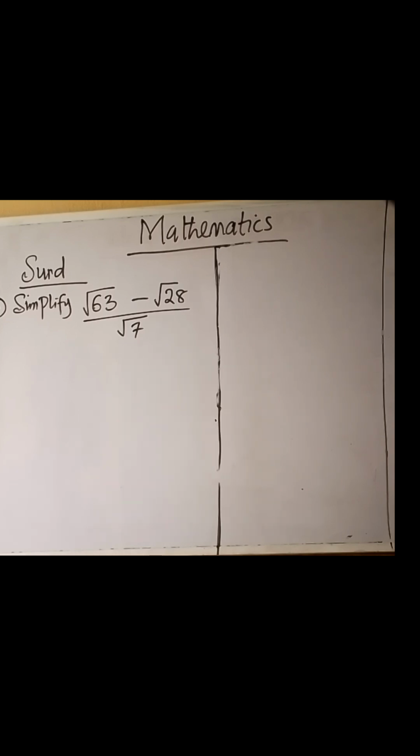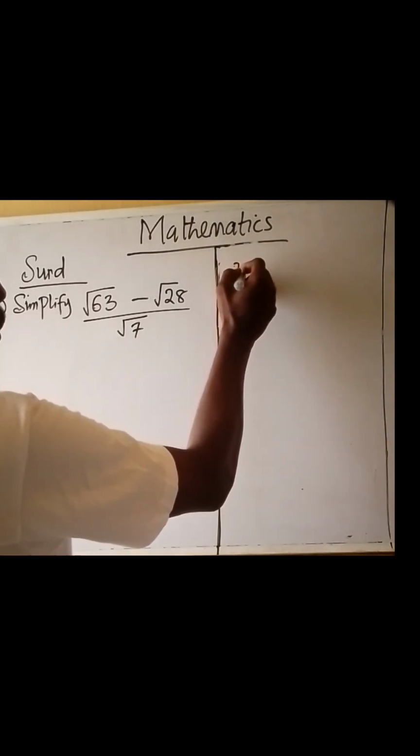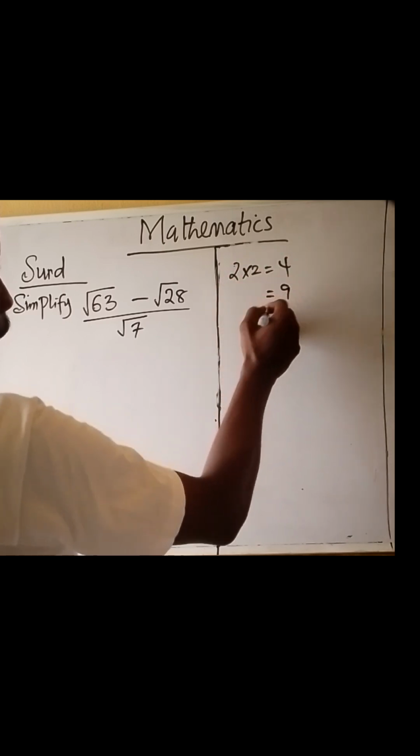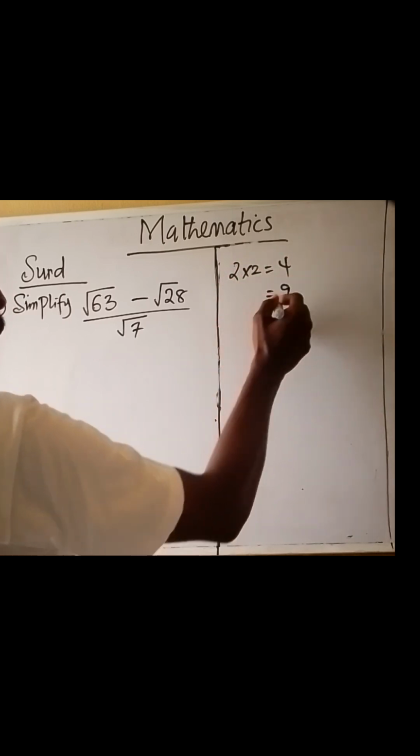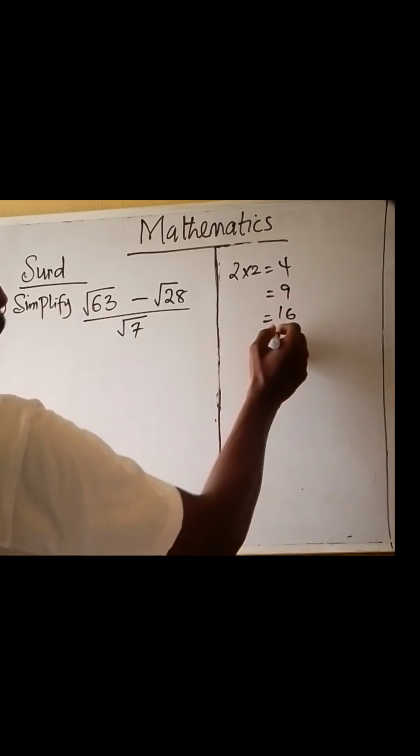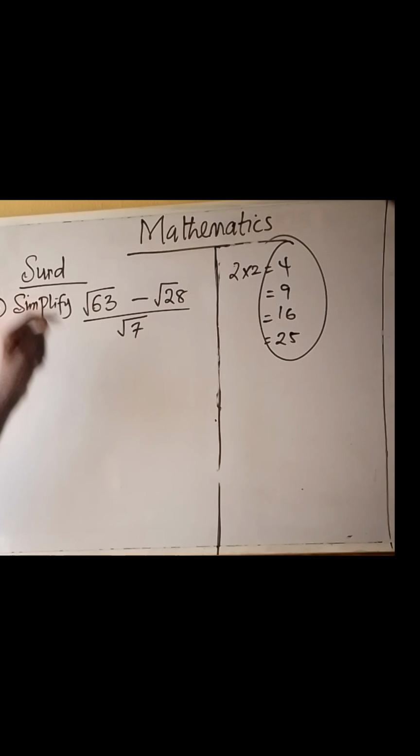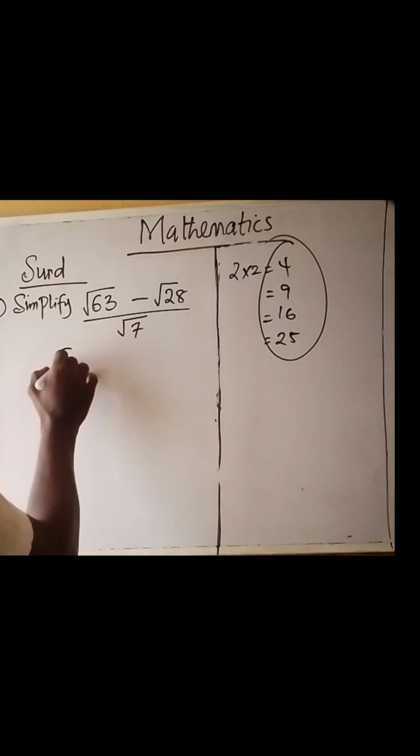Perfect squares in the sense that we have 2 times 2, which is equal to what? 4. 3 times 3 gives me 9. 4 times 4 gives me 16. 5 times 5 gives me 25. So you must get used to your perfect squares for you to solve any question concerning surd. So for you to do that, solution, we have this.